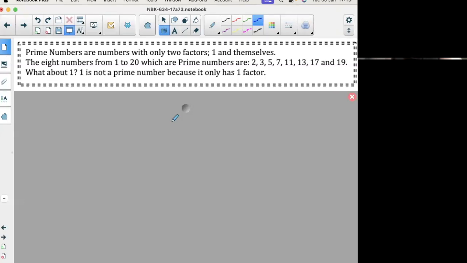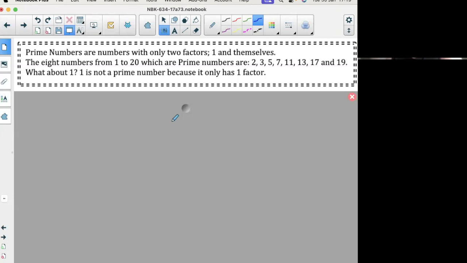On your screen, you'll see the 8 numbers from 1 to 20 which are prime. The number 2. Why is the number 2 prime? Because what can go into 2? 1 can go into 2 and 2 can go into 2. 3, 1 can go into 3 and 3 can go into 3. 5, 7, 11, etc.